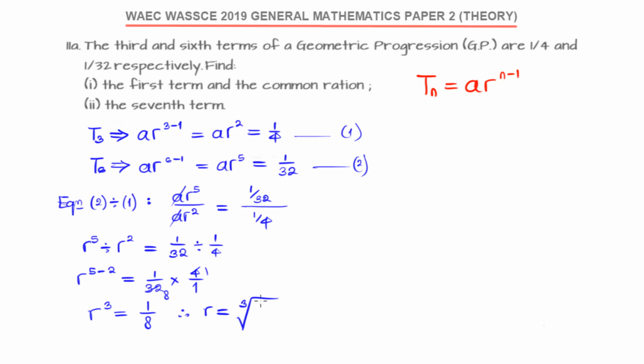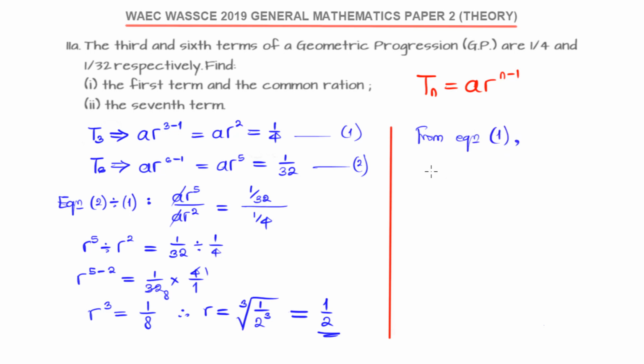Or instead of saying 1 over 8, we know 1 over 8 is 2 raised to the power 3. So we can say r is the cube root of 1 over 2 raised to the power 3. And of course, the 3's can cut out so that our r, the common ratio, is 1 over 2. So for us to now get the first term, we have to get the first term and the common ratio. That's the common ratio. We can take any of the two equations that we got initially, substitute for the value of r so that we can get the first term.